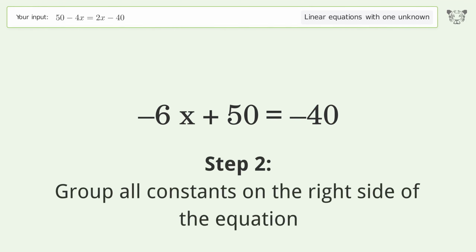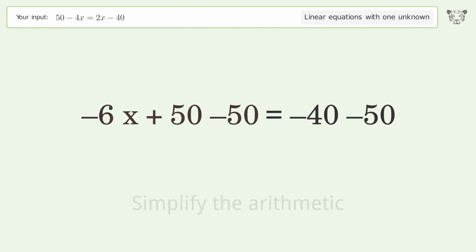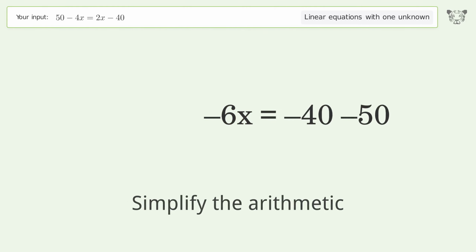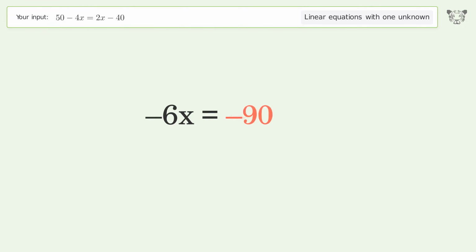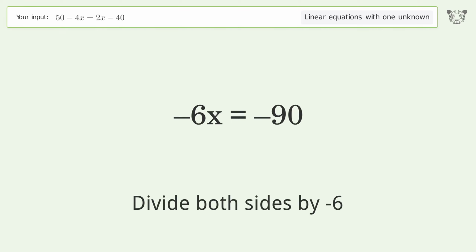Group all constants on the right side of the equation. Subtract 50 from both sides. Simplify the arithmetic. Isolate the x. Divide both sides by -6.